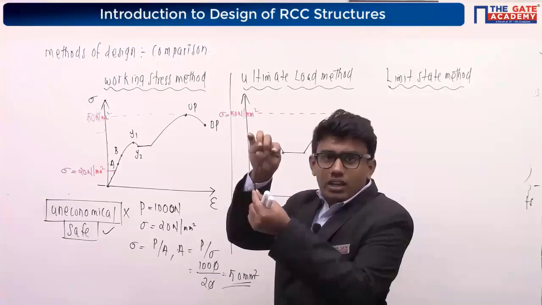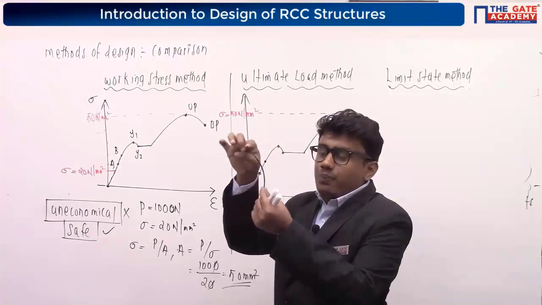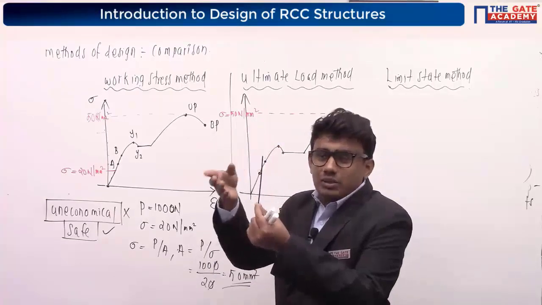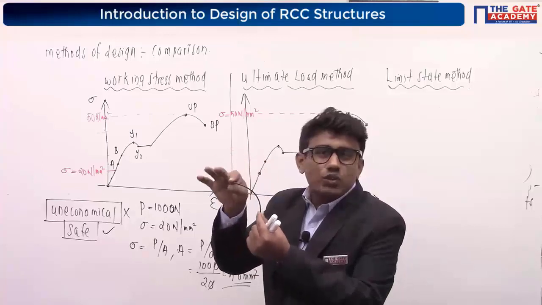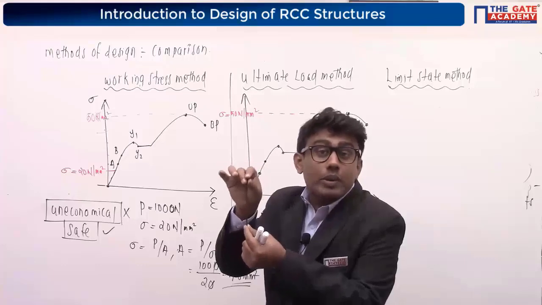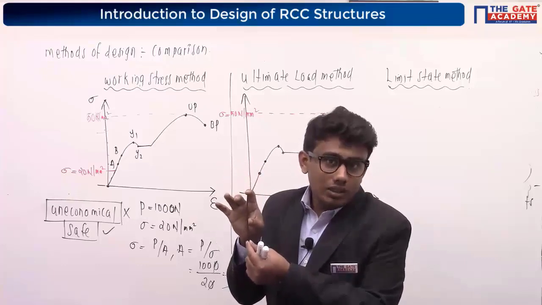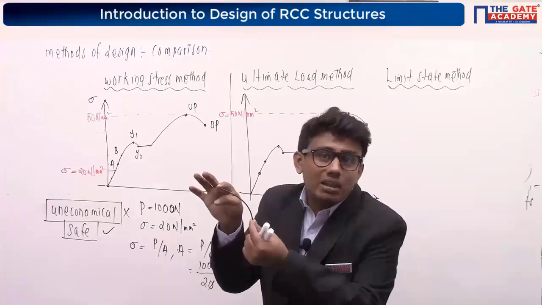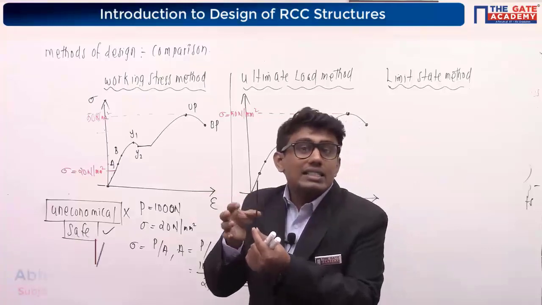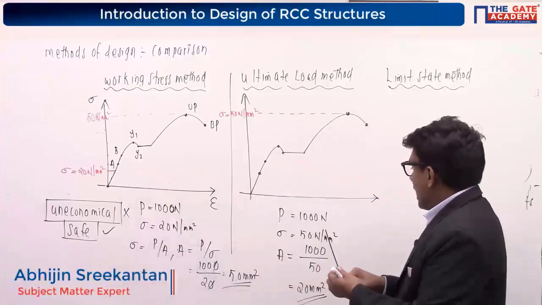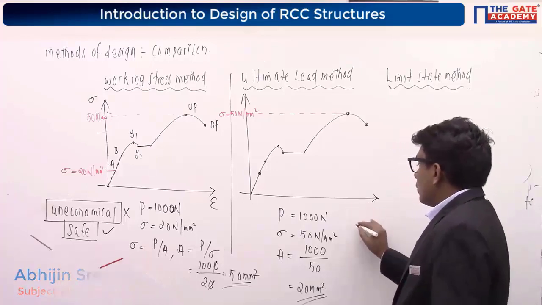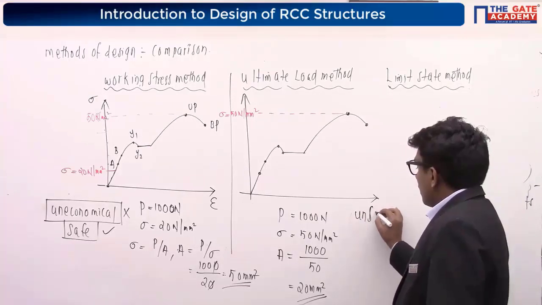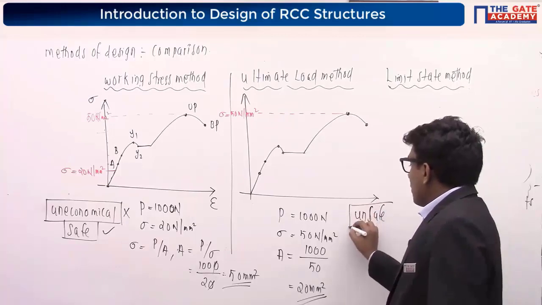Slender members actually lead to buckling of the members. Buckling of the member is possible in slender or thin members, right? So it is unsafe. In the working stress method it was safe, but in our ultimate load method, the member I am going to get is unsafe.